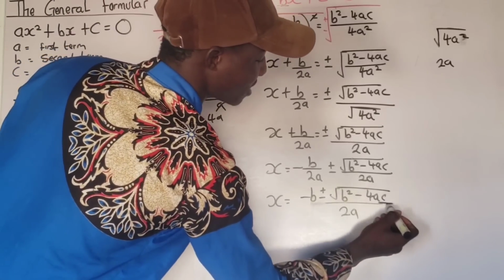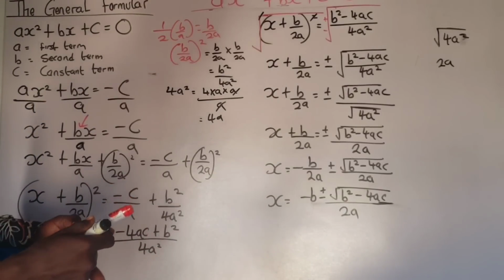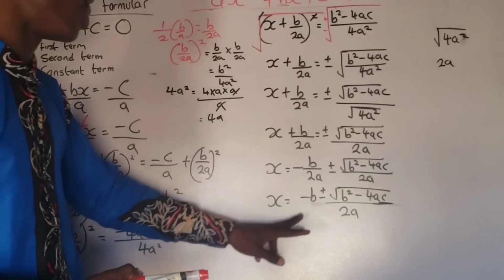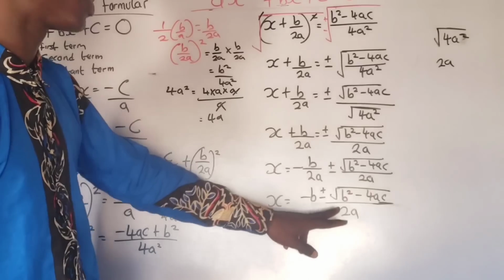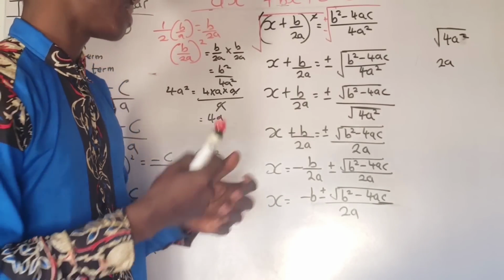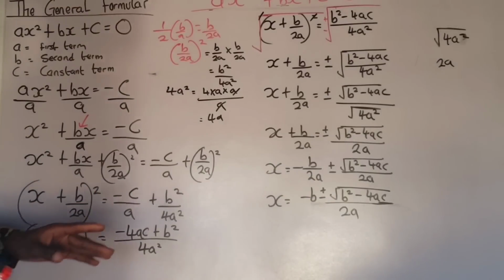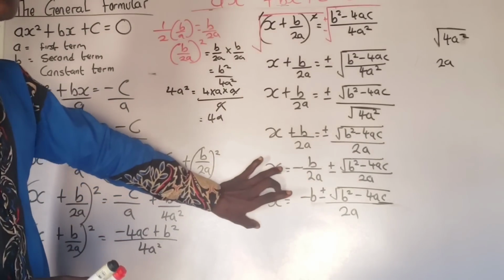This formula is also known as the general formula. You understand? That is how we come about the quadratic formula. You can see that x is equal to minus b plus or minus square root of b squared minus 4ac all over 2a. So this is the formula that we are talking about.